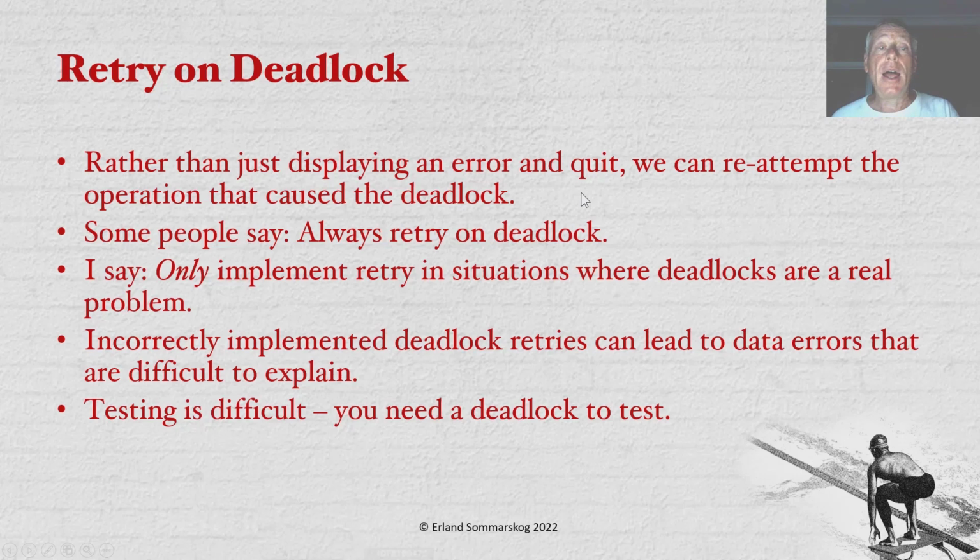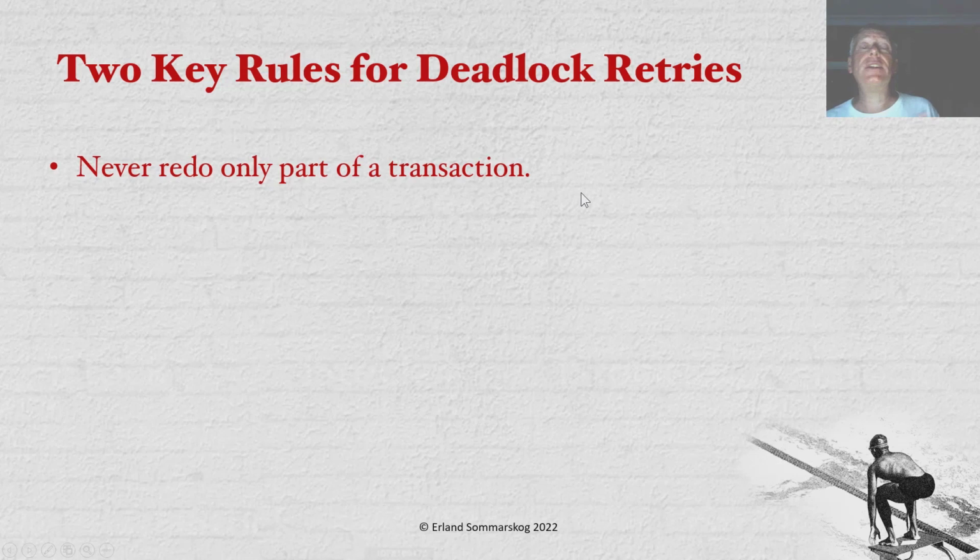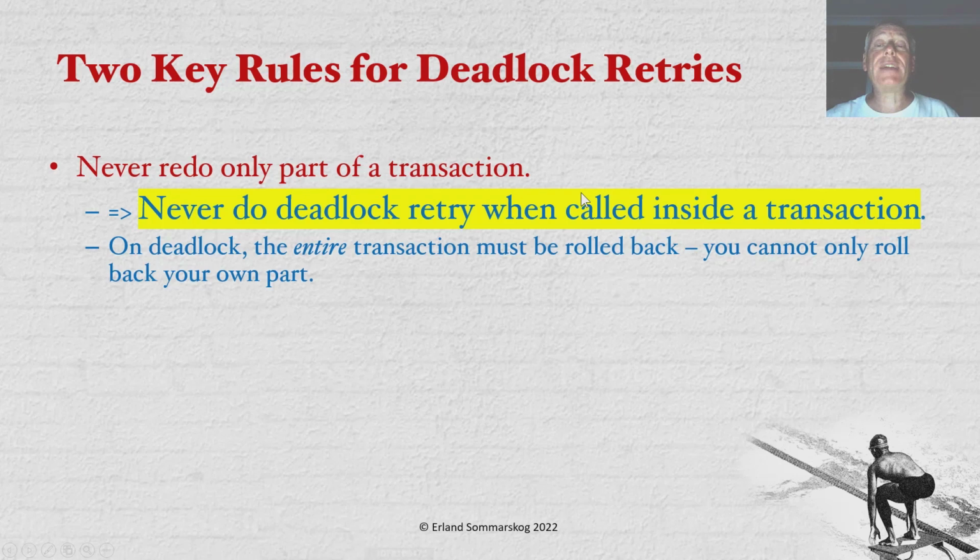So I'd like to give you two key rules for implementing deadlock retries, because every once in a while you will need to do this, but only if there is a real problem. There are two key rules. First of all, never redo only part of a transaction. And the corollary of this is never do a deadlock retry when you're called inside a transaction. Because if you get a deadlock, you must roll back the entire transaction. You cannot only roll back your part. You have to roll back the full transaction.